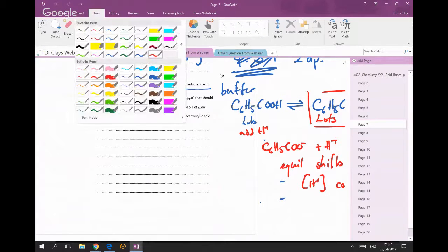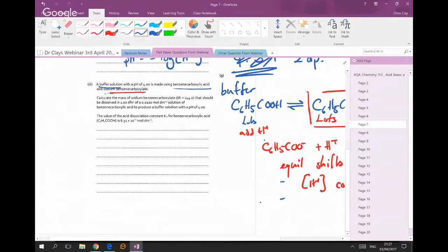So let's have a look here at what we're doing. Calculate the mass of sodium carboxylate that should be dissolved in 1 dm cubed of 0.012 mol dm-3 solution of benzene carboxylic acid to produce a buffer with a pH of 4.0. So buffer calculation, what we're going to have is we've got Ka, key reactions is H plus, A minus, so we've got C6H5COO minus, and we've also got the concentration of C6H5COOH. I'm just going to double check here.